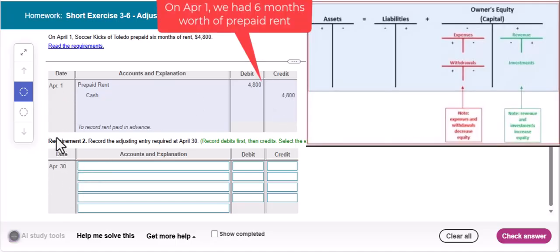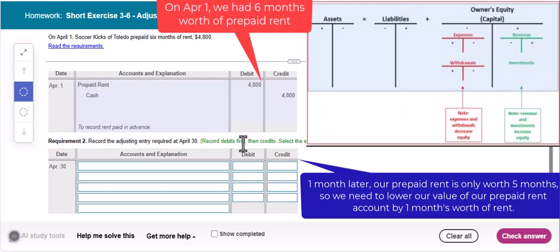Okay, now it's April 30th, so the end of the month. So for requirement 2 here, we have to record the adjusting entry required at April 30th. Record debits first, then credits as always. Select the explanation on the last line of the journal entry table down here.